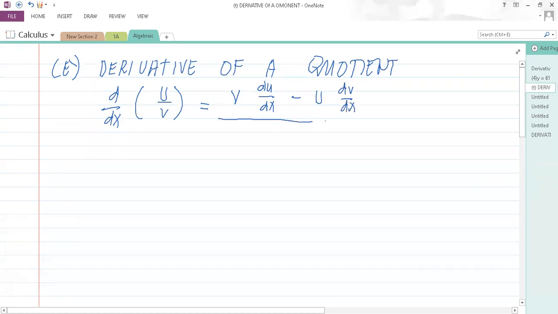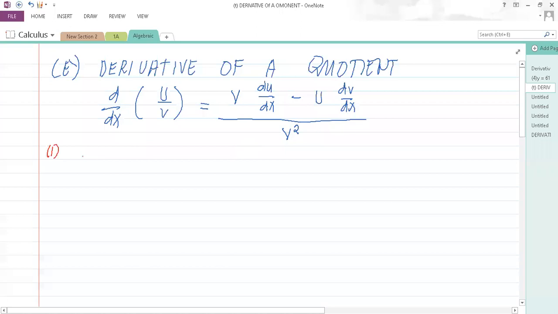All divided by the square of the denominator. So yung denominator natin, v. So square natin yung v. So v squared. So ito yung general equation for the derivative of a quotient. So the derivative of a quotient of two function is equal to the denominator times the derivative of the numerator minus the numerator multiplied by the derivative of the denominator over the square of the denominator. So yan yung general equations for the derivative of a quotient.